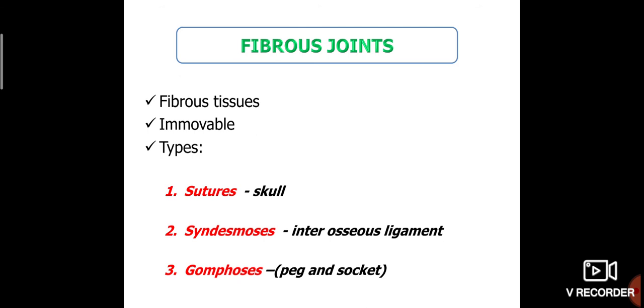Syndesmosis joint can be seen in the radioulnar joint, because here the two bones are connected by an interosseous ligament. Then gomphosis. An example for gomphosis is the joint between tooth and socket. Between tooth and socket there is a fibrous material called the periodontal ligament. So fibrous joints means the material connecting the two bones is a fibrous tissue.